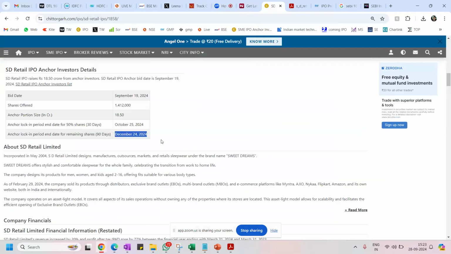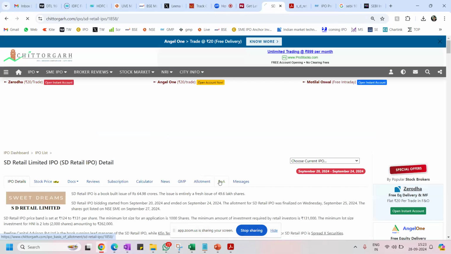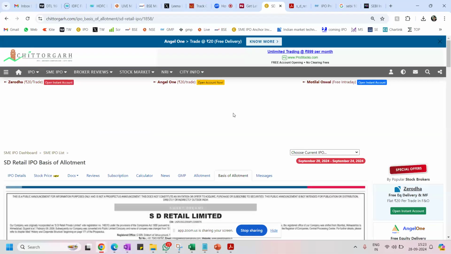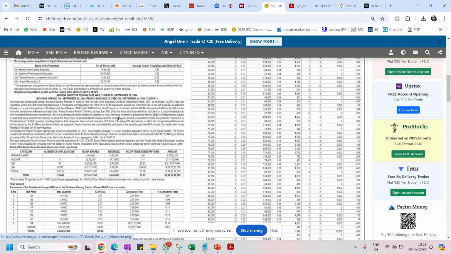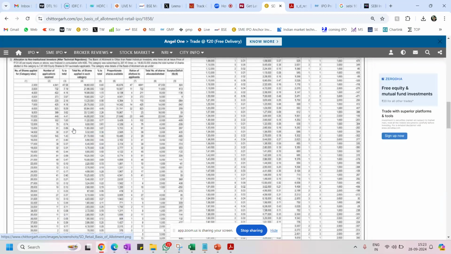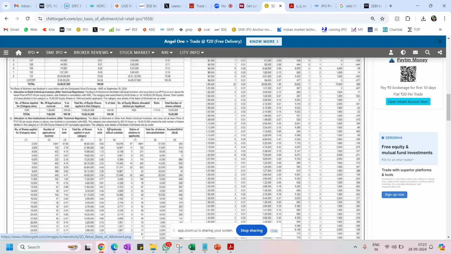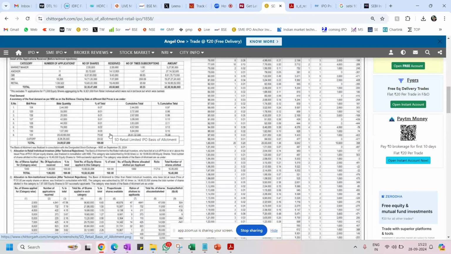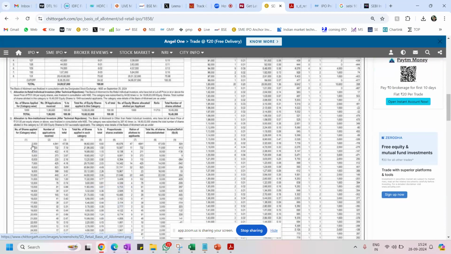Okay, so basically this information you can get from the BOA, the basis of allotment, later. I've just opened the SD detail BOA to give you an idea as an example. In SME IPO for HNI applications, the allocation happens on a proportional basis at the number-of-lots level. I'll explain with some numbers.